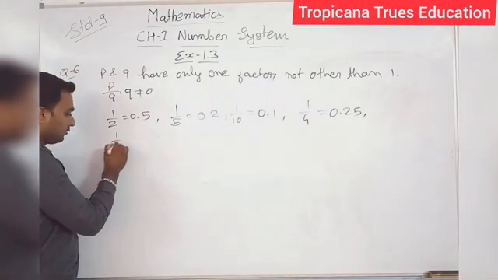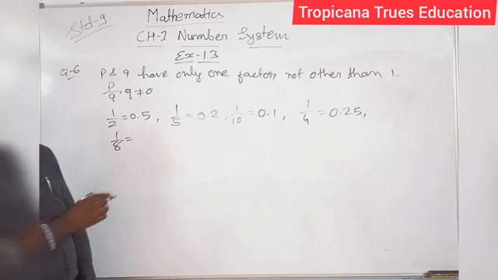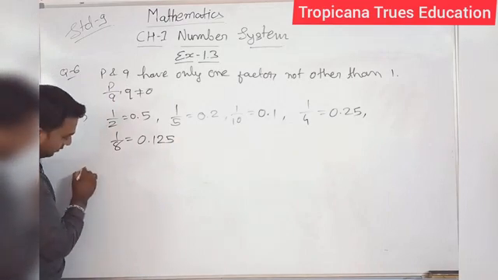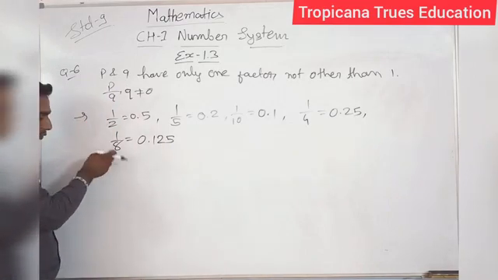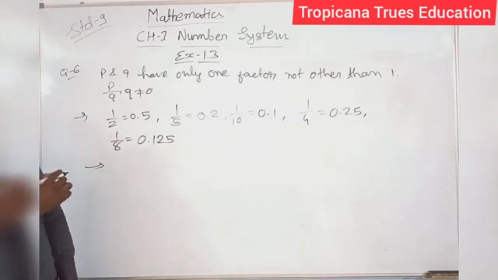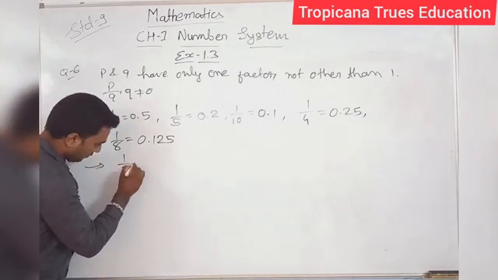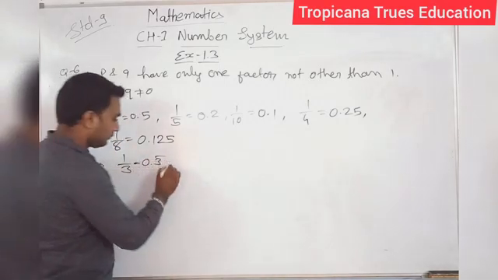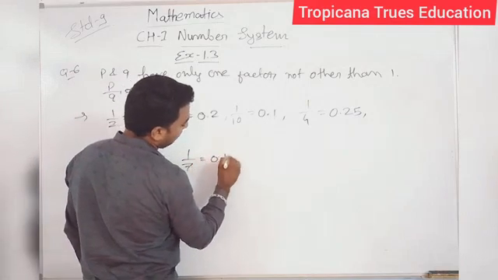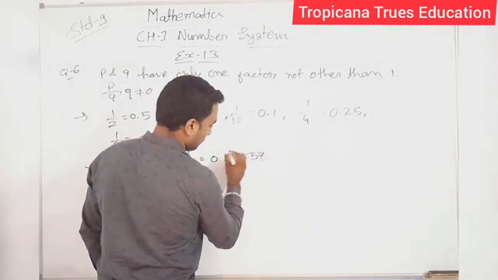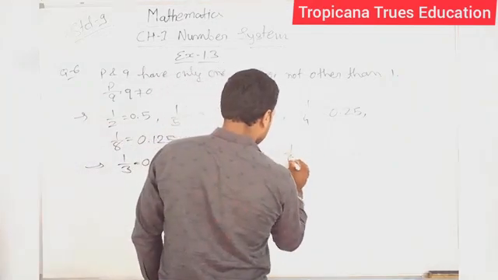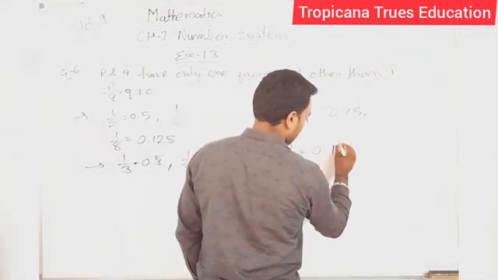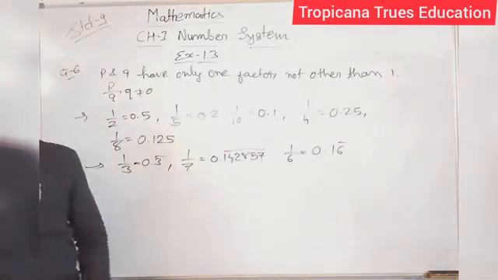Then 1 upon 8, 0.125. Now 1 upon Q form numbers are written. The other one is 1 upon 3, the answer will be 0.333. Then 1 upon 7, the answer will be 0.142857. Then 1 upon 6, the answer will be 0.16. Clear? Now see here, what is your observation?